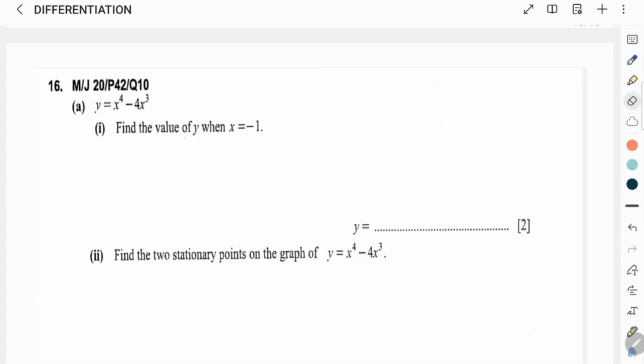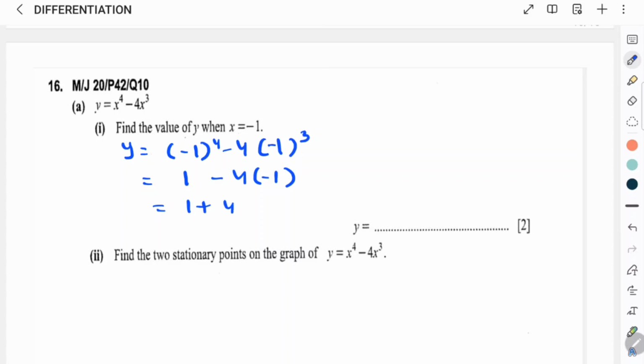All right, the next question is May June 2020 paper 4-2 question 10. y is equal to x to the power 4 minus 4x cubed. Find the value of y when x equals minus 1. It's just a substitution question, no gradient, no stationary point. So just substitute: y is equal to x to the power of 4, minus 1 cubed, 1 to an even power remains positive, minus 1. 1 plus 4 is equal to 5.